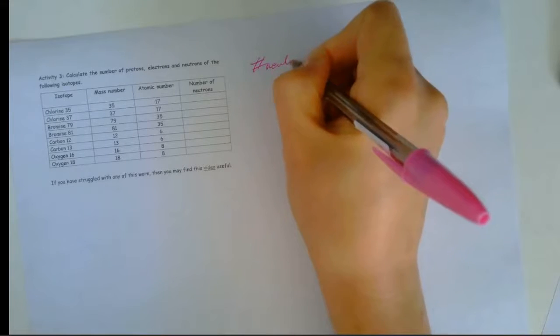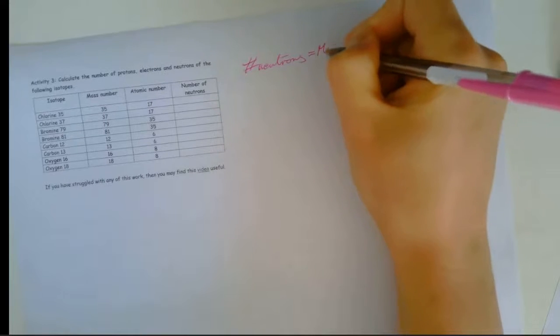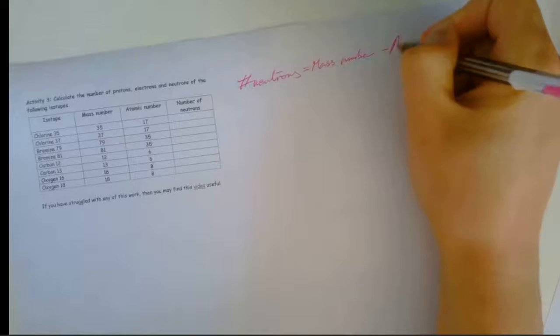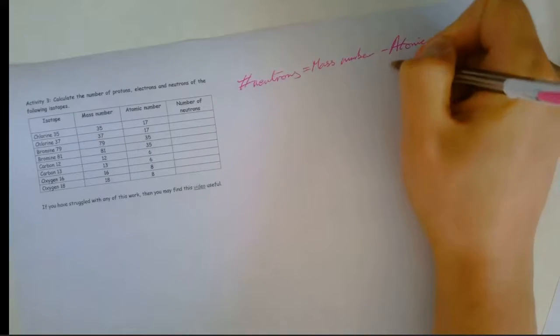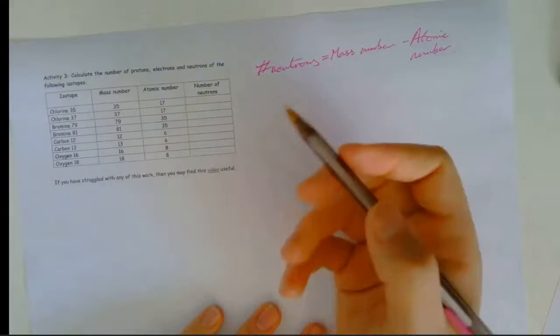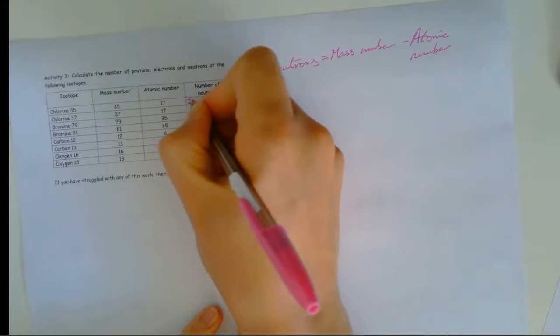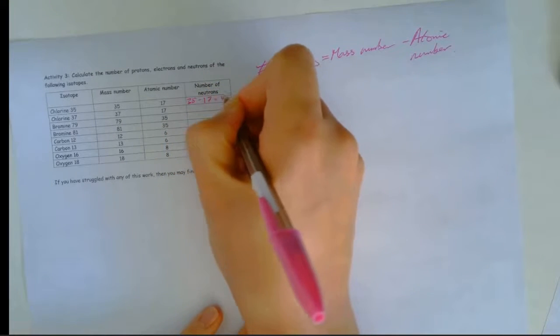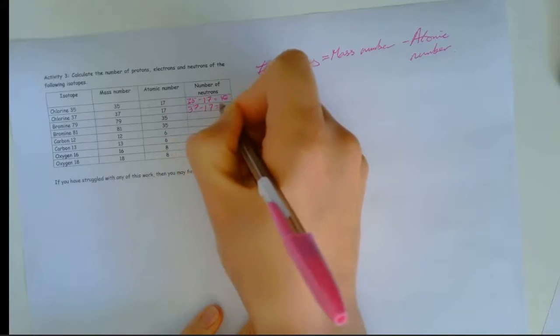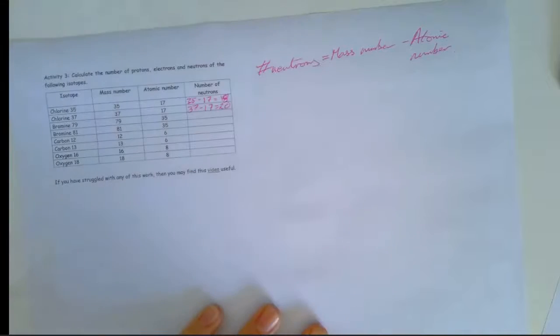Okay, and the number of neutrons is always the mass number minus the atomic number. Okay, that's all we ever need to do if we're wanting to work out neutrons and we've been given a mass number and atomic number. So here, 35 take away 17 is 18. 37 take away 17 is 20. So I'll make that 18 a bit clearer.